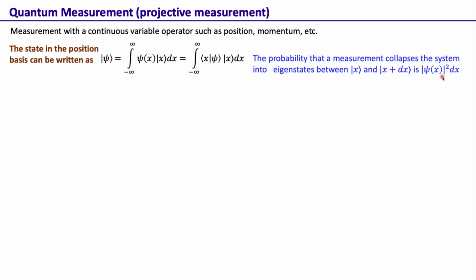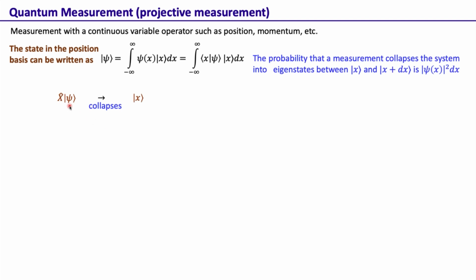So |ψ(x)|² is the probability density. Since this is a continuous variable, we talk in terms of probability density instead of probabilities. If you want to calculate the probability, then we multiply it with dx and integrate over the range of the variable that we are interested in.